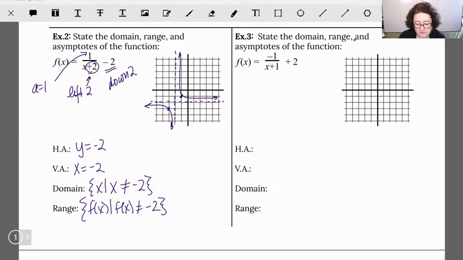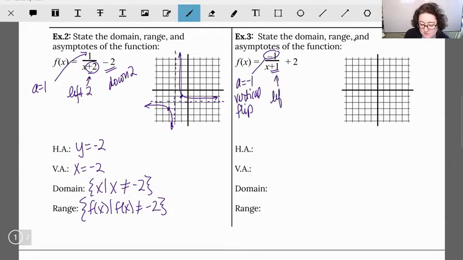Alrighty, example 3. So this one does have a change to it. This -1 in the numerator, that's our a value. Because a equals -1, we're going to have a vertical flip. So we're going to change our branches. Instead of having a branch going to the top right and to the bottom left, they'll be flipped over. Our +1 in the H spot means we're going to move left 1, and the +2 in the K spot means we move up 2.